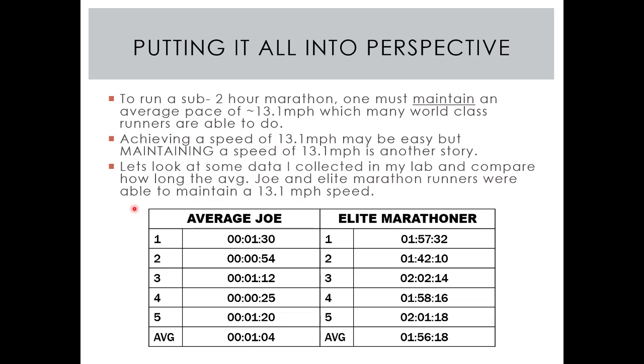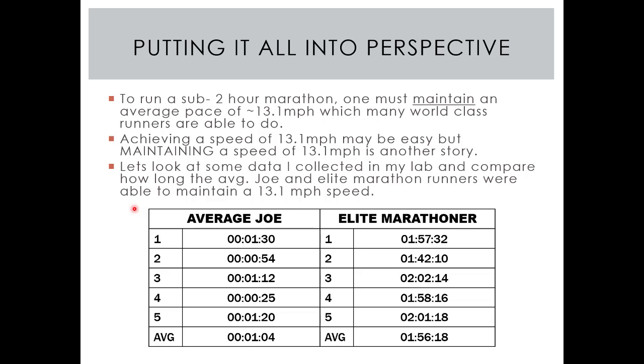So why 13.1 miles per hour? Well, this is an important test for marathoners because a 13.1 mile per hour average run pace equates to a sub 2-hour marathon race time, which is the ultimate goal for competitive marathoners. So we wanted to see how long the elite marathoners can sustain a 13.1 mile per hour workload and compare that to the average Joe. Now, I'm sure you can imagine how fast 13.1 miles per hour is running on a treadmill. It is pretty fast. To some of us, 13.1 miles per hour is an all-out sprint speed.